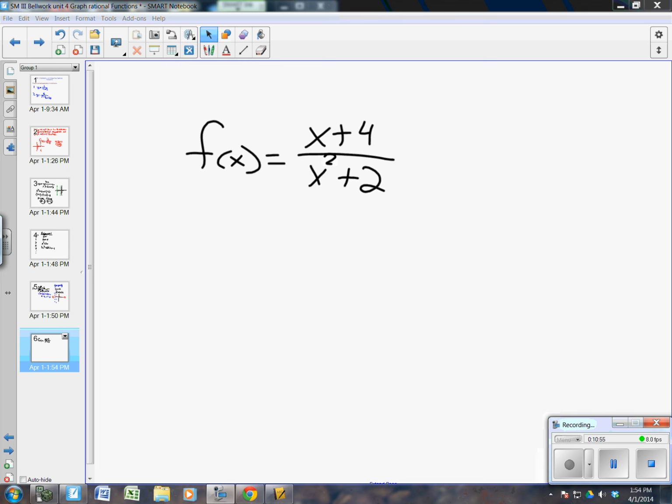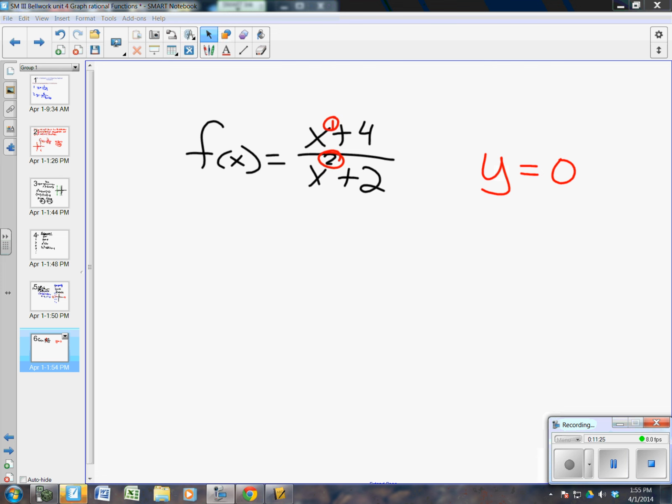Okay, yeah, we have a horizontal at y equals 0 because what's the degree of the numerator, you guys? 1. What's the degree of the denominator? 2. Is 1 less than 2? Then it's always at y equals 0. It doesn't even matter how much less it is. You can have a 0 degree on top and a 4 degree on the bottom. As long as the top is less than the bottom, it's always going to be a horizontal at y equals 0. It will always do that.